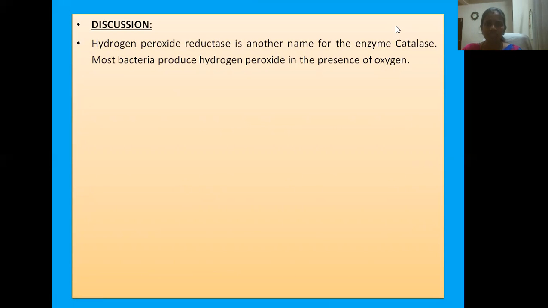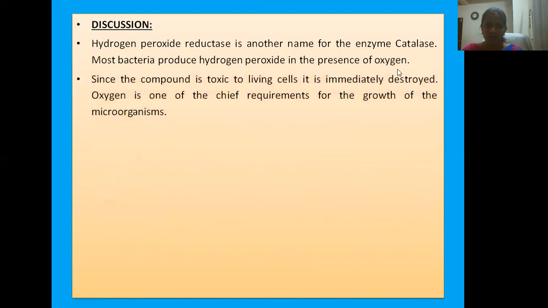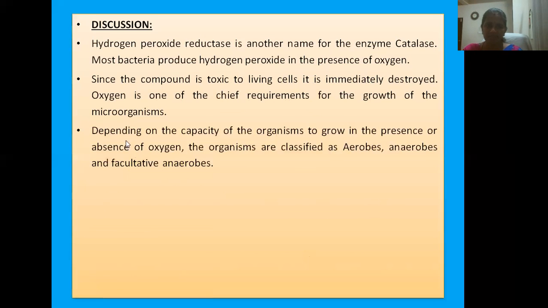Now let us go to the discussion part related with the catalase test. Hydrogen peroxide reductase is another name for the enzyme catalase. Most bacteria produce hydrogen peroxide in the presence of oxygen. It means those are aerobic microorganisms. Since the compound is toxic to living cells, it is immediately destroyed by the organism's enzyme. Oxygen is one of the chief requirements for the growth of microorganisms.